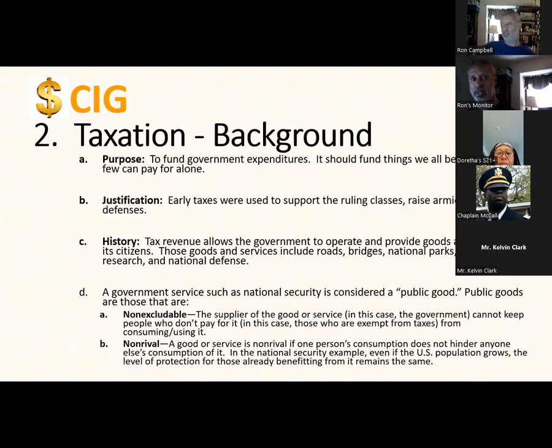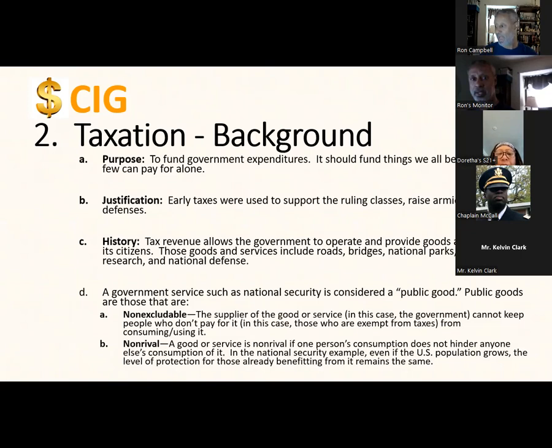The history of it, you see here, is that tax revenue allows the government to operate and provide goods and services for the citizens. Those goods and services include roads, bridges, national parks, education, research, and national defense. And that should go without question. Further down, in sub paragraph D, a public good is something that is non-excludable and non-rival. Non-excludable means a good or service that cannot keep people who don't pay for it from using it. Examples would be the police force, the armed forces, and the fire department. The government collects taxes for them, but you cannot be excluded from using them. So if you're in a category, which we're going to cover later, that didn't pay taxes, you can still call the police if you need them. You're not excluded just because you don't pay any taxes.